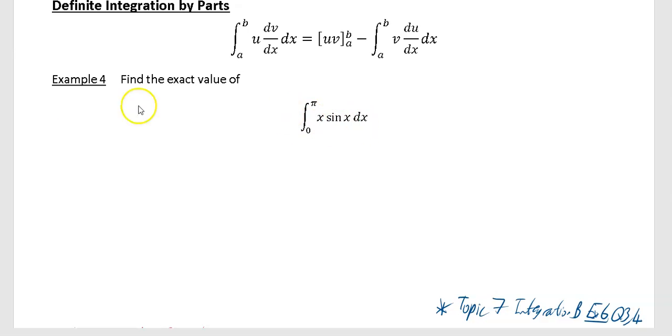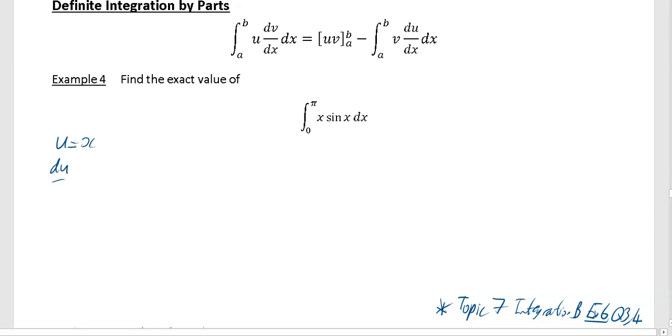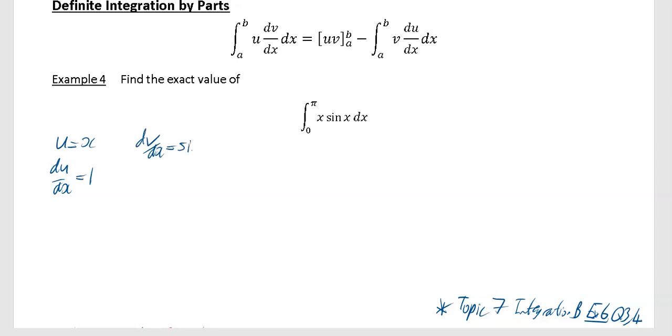So here we've got our integral. We're just going to say you're going to let your u be equal to x. That means your du by dx is equal to 1. Your dv by dx is equal to sine x. If you integrate sine x, you will get minus cos. And then we're good to go.